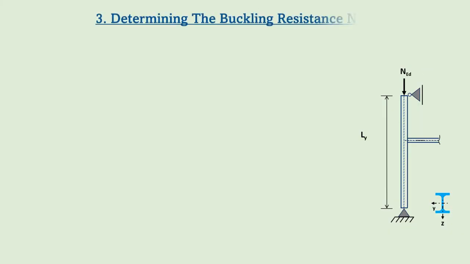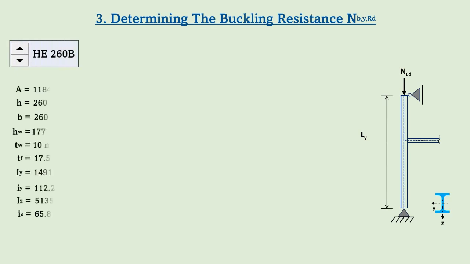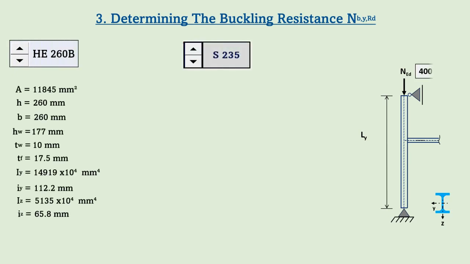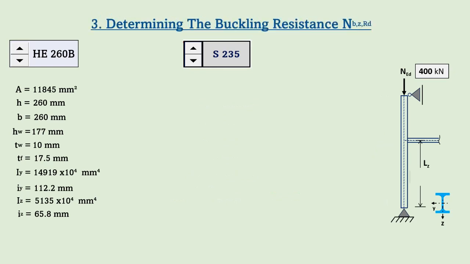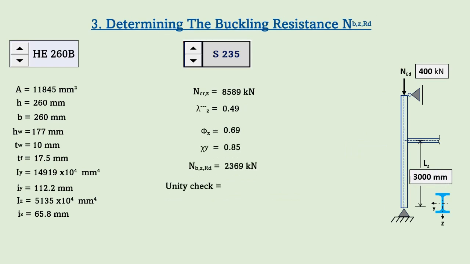From the cross-section properties, yield strength fy, design value of compression force, and the critical length in the Y-axis, we can find the buckling resistance NbRdY and the unity check in the Y direction. In the same way, we can determine the buckling resistance NbRdZ and the unity check of the cross-section in the Z direction.